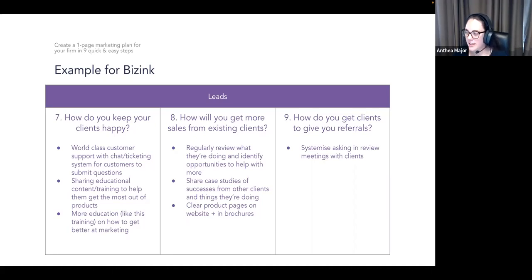And how do you get clients to give you referrals? I think it's something we could be better at at Biz Inc, but we're working on it. We do have a system for asking people, particularly if they give us a good NPS score, like a 10 out of 10 review. Well, that's a time we typically ask for that sort of thing too.